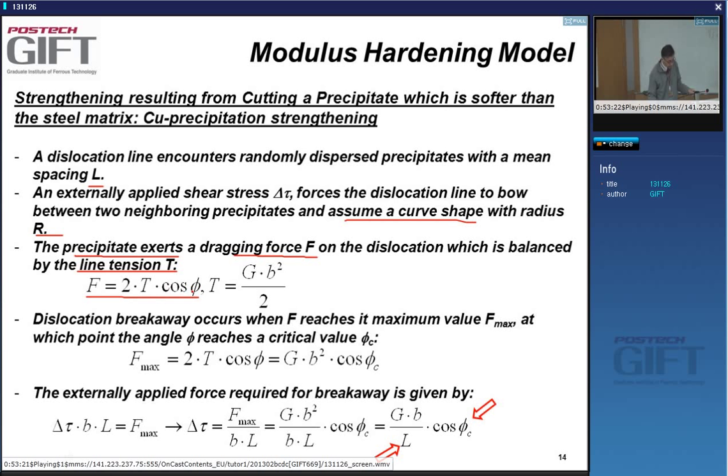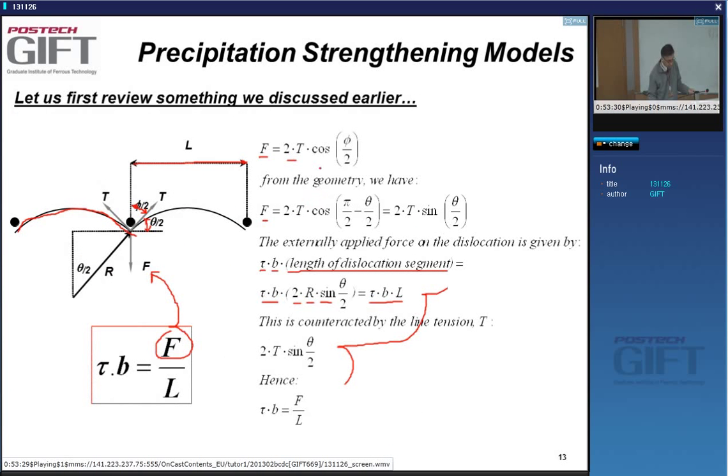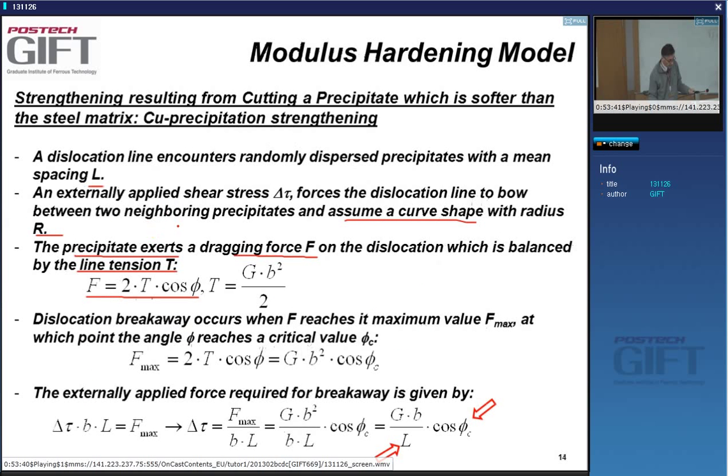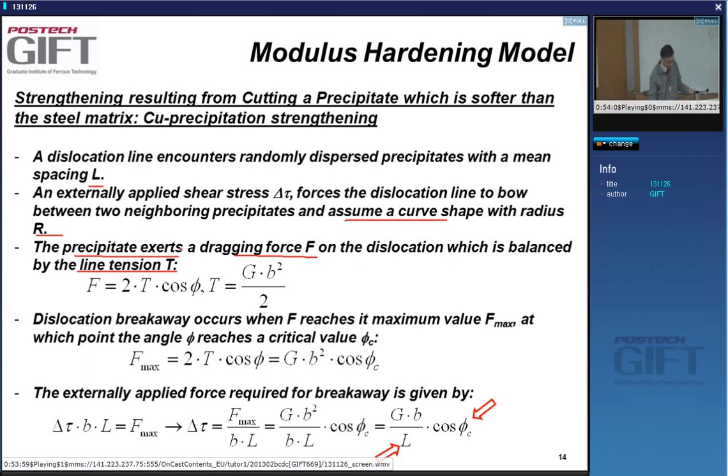There's a little bit of confusion here, I think. This phi over 2 is phi. I'll make sure of this. In terms of what you're going to see in the next slide, this angle here is not called phi over 2. This angle is called phi. Okay, so I'll correct this.